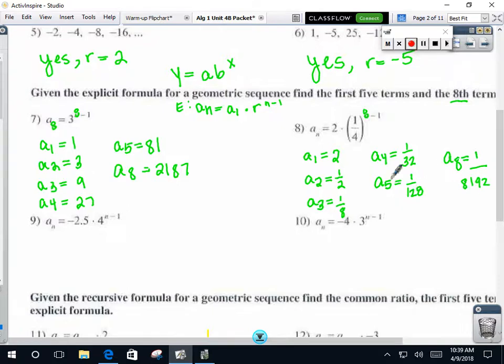Because think about it, when you go to the 6th term, you're doing 1 over 4 times 1 over 128, which would be 1 over whatever 4 times 128 is, which is 512. Then to get to the 7th term, you're doing 1/4 times 1 over 512, which is 1 over 2,048. And so now to get to this number, you just multiply that by 4. Which makes sense. 2,000 times 4 is 8,000. 48 times 4 is 192.